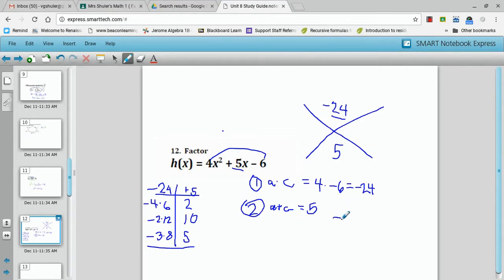So the two numbers I'm going to use are negative 3 and 8. So I'm going to write them over here, negative 3 and 8. But I'm not done. What's the last step? The last step is to divide by your A. So step number 3, divide by your A term. Well, what is our A term? Our A term is 4. So we're going to divide by 4. So up here, I'm going to divide by 4. Right here, I'm going to divide by 4.